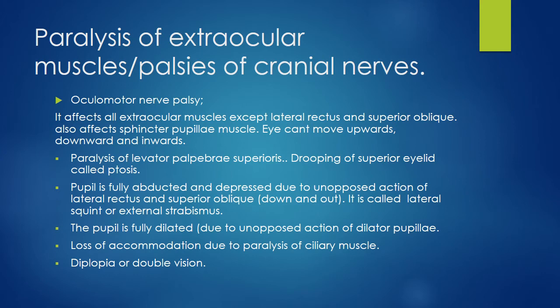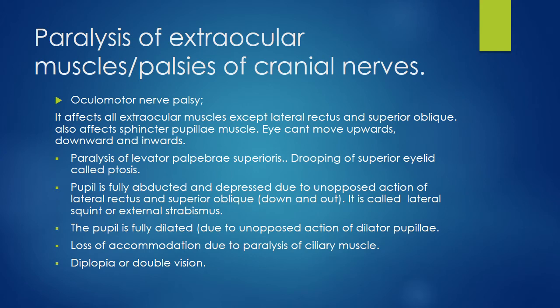So in this condition, when the superior rectus, medial rectus, inferior rectus and inferior oblique are all paralyzed, the eye can't move upwards, downwards and inwards. Now oculomotor nerve also supplies levator palpebrae superioris, so it will result in drooping of superior eyelid. The condition is called ptosis. Then pupil is fully abducted and depressed. Now why abducted?